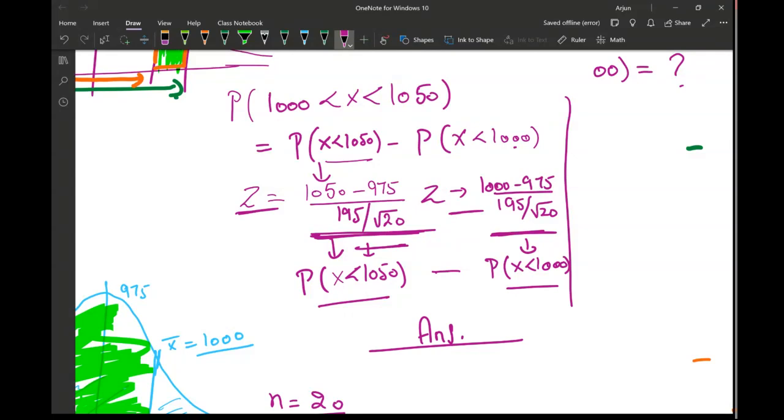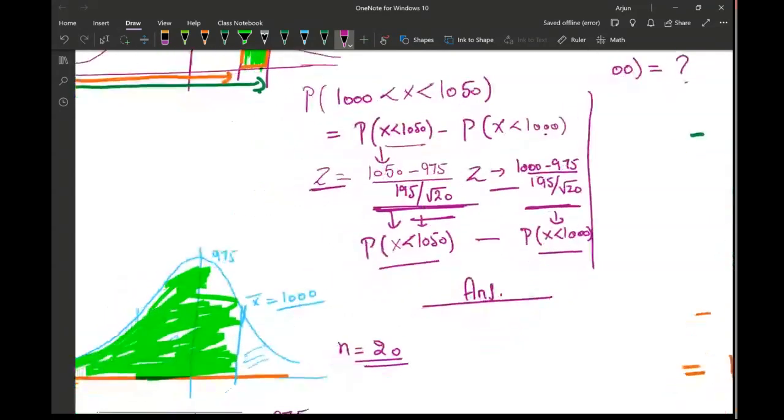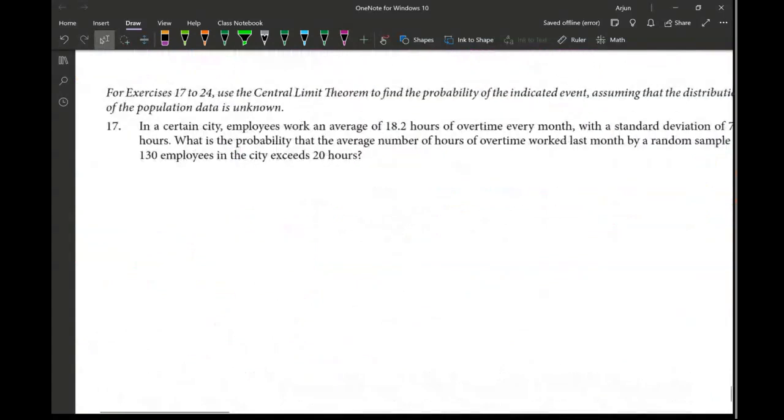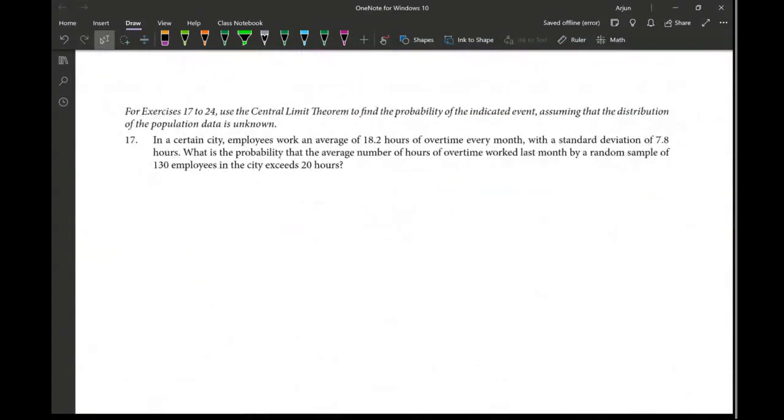So hopefully you've been able to understand how to solve this question. Now let's look into another question. I'm going to try and solve this one now. Questions 17 to 24: it's given to us to use the central limit theorem to find the probability of the event, assuming the distribution of the population data is not known. So now we have to use the central limit theorem.